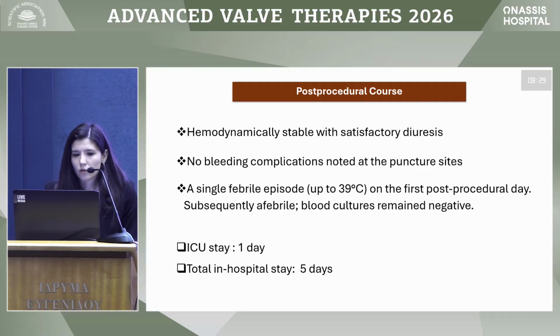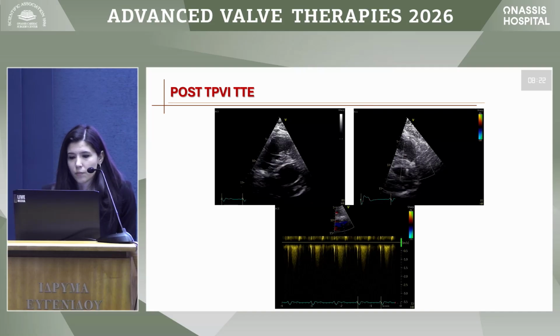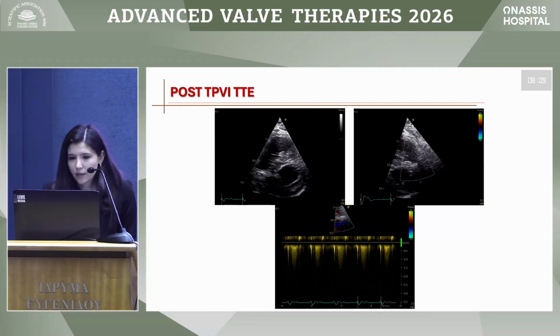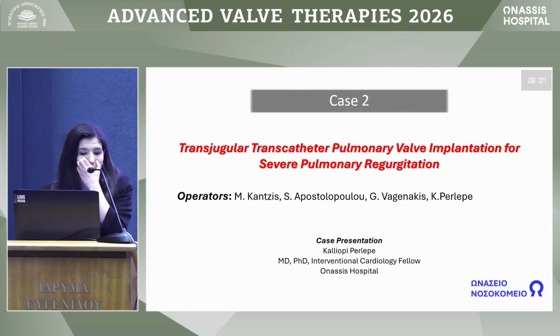So the post-procedural course of the patient was uneventful, and after 5 days, he was discharged. And you see the pre-discharge echo. We have less D-shape, and the pulmonary valve looks okay, and we have a max velocity through the valve of 1.5 meters per second. So we now move on to the next case, which was done via the transjugular access, and I'll explain why it happened.